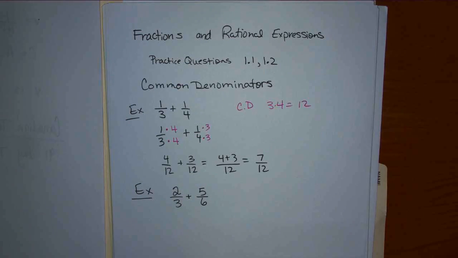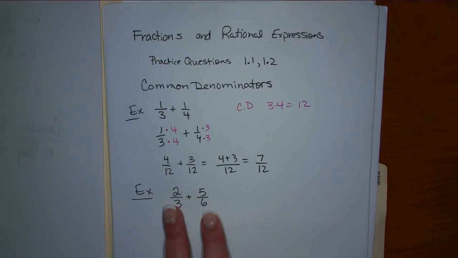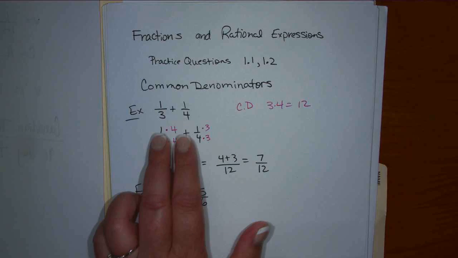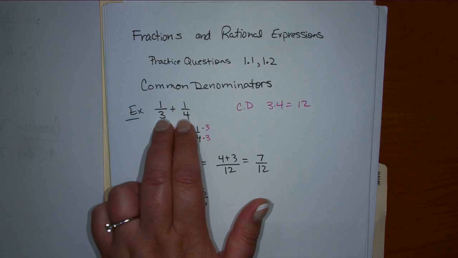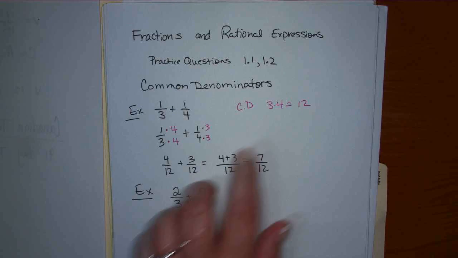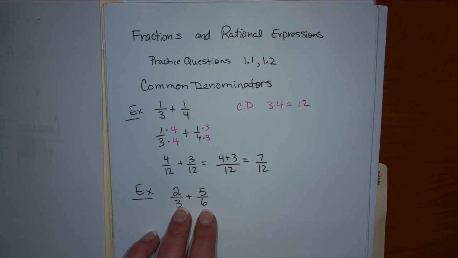Now the next type is this. What's the common denominator for this one? Most people will know that it's 6. Could it be 18? Yeah. What we did here with 3 and 4, you multiply them together and you get a common denominator of 12. You can always do that. You can always just multiply them together. So 3 times 6 is 18.